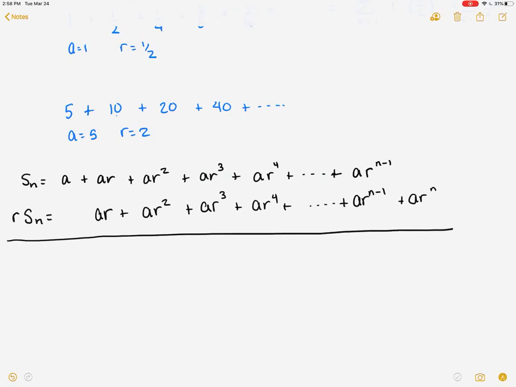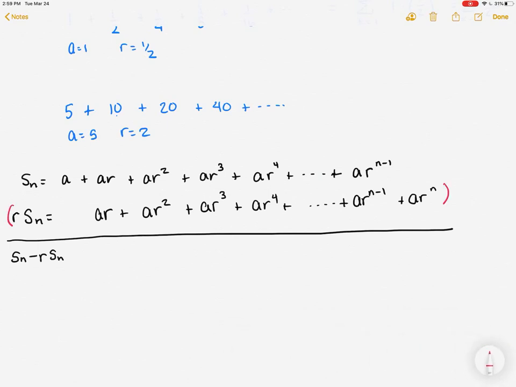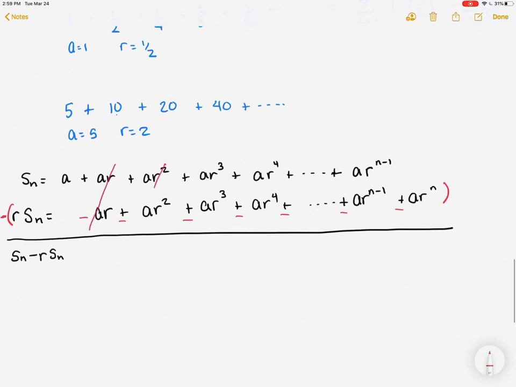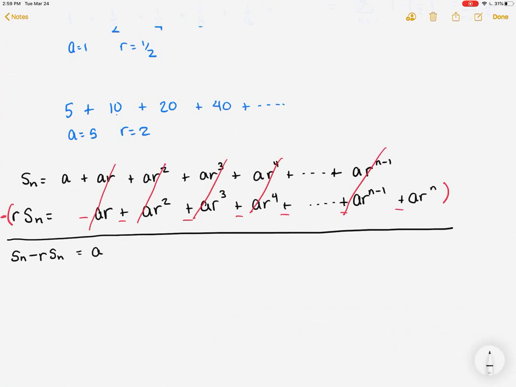Now I'm just going to subtract. I'm going to subtract the top line minus the bottom line. And when I do that, when I subtract, let me put the minus sign in here and show you. That minus sign is going to distribute here, here, here, here, here, all the way down to the end. And so when I add these together, these in the middle will all add out, much like in the telescoping series. And all we're going to have left is the first term minus the last term.